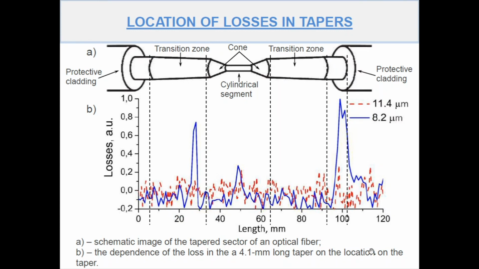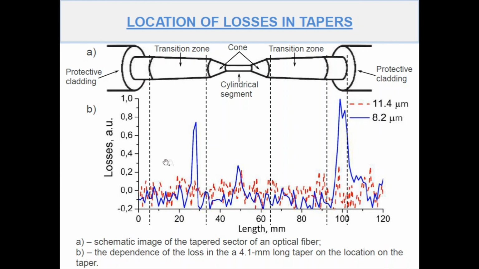A frequency reflectometer was used to scan a 4.1 mm long taper with a successively decreasing diameter to determine the threshold diameter and spatial position of the losses. The threshold diameter after which the losses began to increase sharply was about 8.5 micrometers.